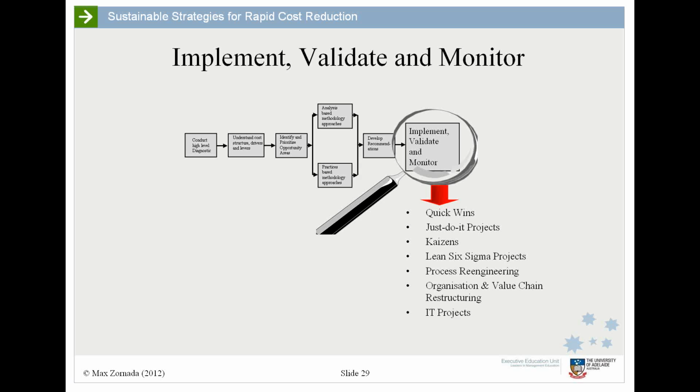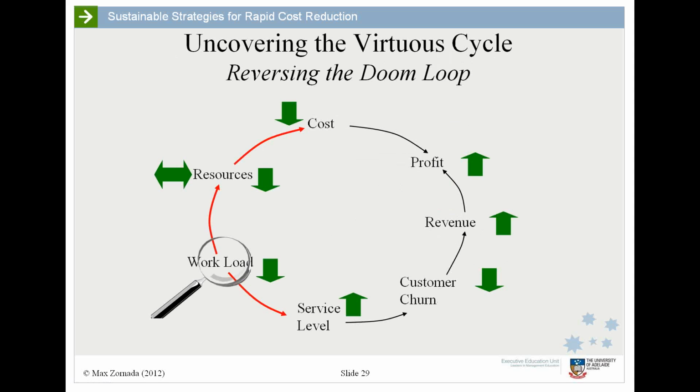Now, I have called the program Sustainable Strategies for Rapid Cost Reduction, and a lot of the things here, particularly the ones up on the top of the list, the quick wins, the just do it's, the Kaizens, and some of the Lean Six Sigma projects do deliver very quick results. But one of the things that also falls out of this process is some of the longer term realignments and readjustments that make sure that we hold that optimal or minimal cost position in the long term, and that we don't lose the benefits after the initial push or initial wave of improvement projects.